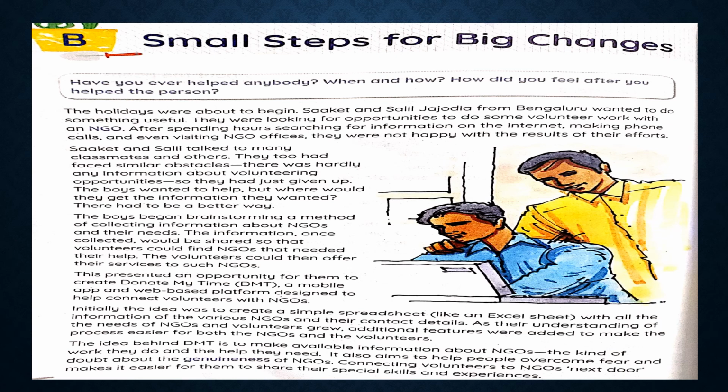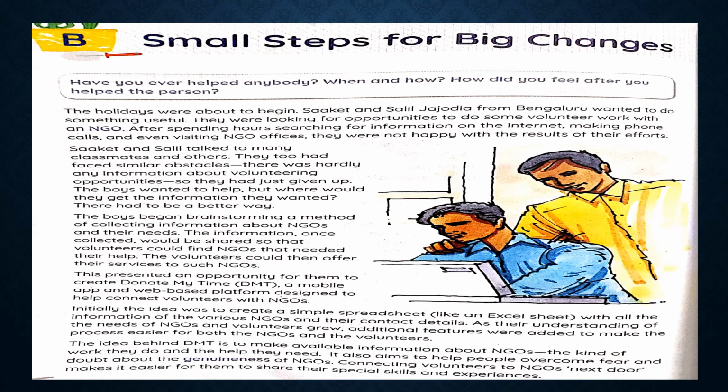So here are two people, probably students. Their names are Saket and Salil. They are from Bangalore and their holidays were about to start. They are concerned citizens of the society, and that is why they wanted to use their holidays in a useful manner. They wanted to volunteer.